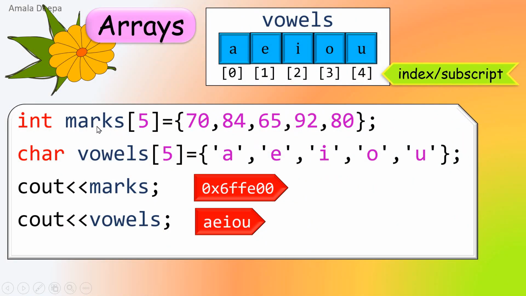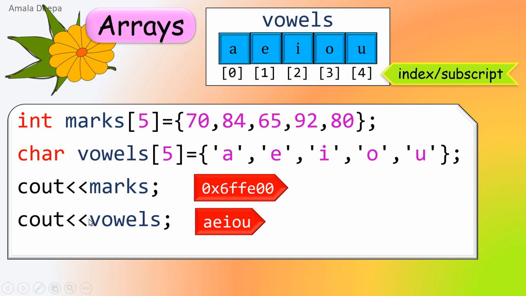Here marks is an integer array, and when I say cout marks, the address of the first location of the array is printed. Whereas bubbles is a character array, and when I say cout bubbles, all the characters are grouped together and printed. I have already discussed the fact that if you want to access the elements of a numeric array, you should mention the index. But for a character array, index is not needed to access all the elements of the array.